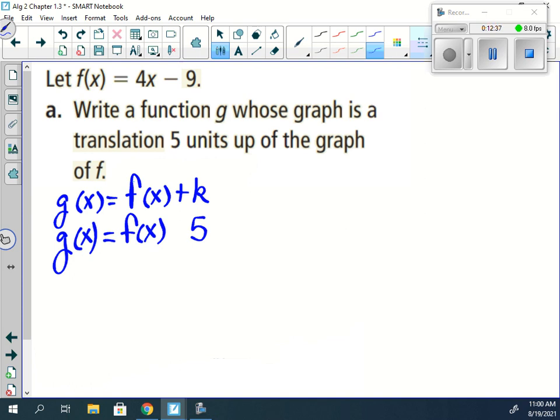Okay. So we're moving it 5 units. So we would have a 5 and our sign would be positive. Up is positive. Down is negative. So what is our function f of x? 4x minus 9. And it's still f of x. That didn't change. We didn't change anything inside. So we can plug in 4x minus 9 plus 5.